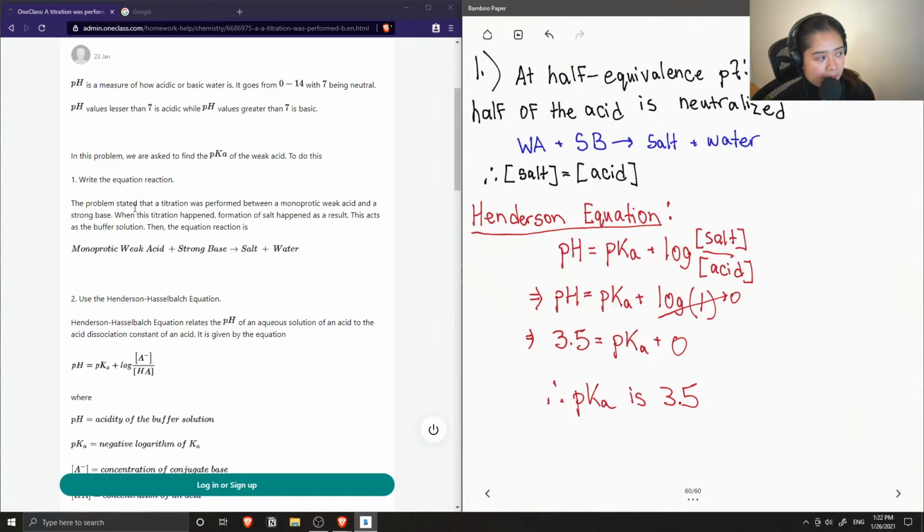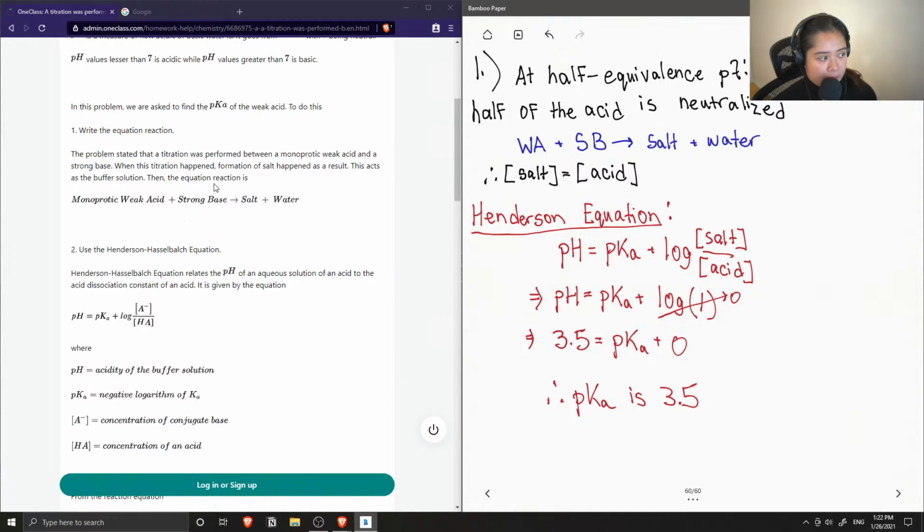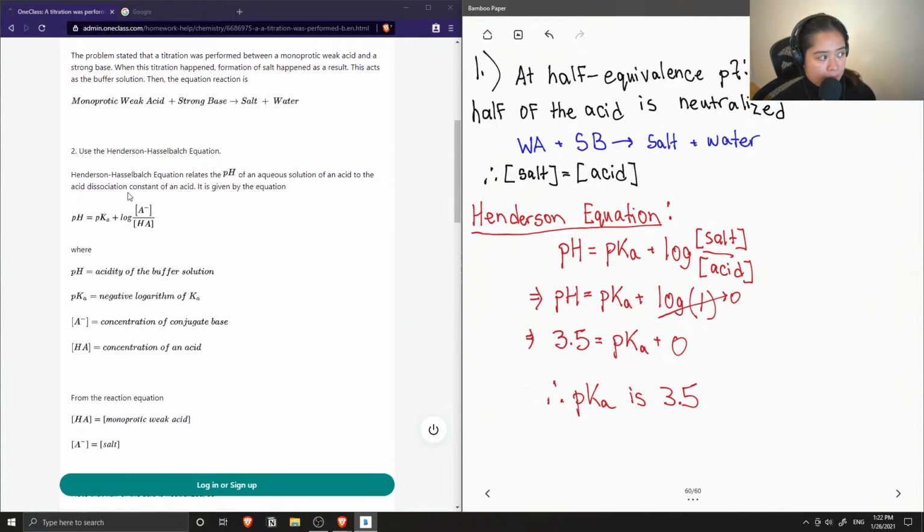The problem stated that a titration was performed between a monoprotic weak acid and a strong base. When this titration happened, formation of a salt happened as a result. This acts as the buffer solution. Then the equation reaction is monoprotic weak acid plus a strong base makes salt and water. Step 2 is use the Henderson-Hasselbalch equation. It relates the pH of an aqueous solution of an acid to the acid dissociation constant of an acid. It is given by the equation.